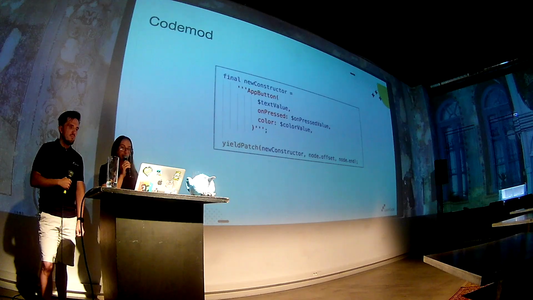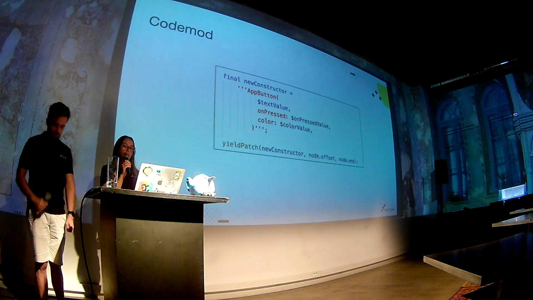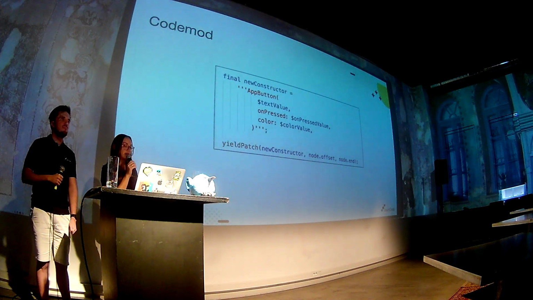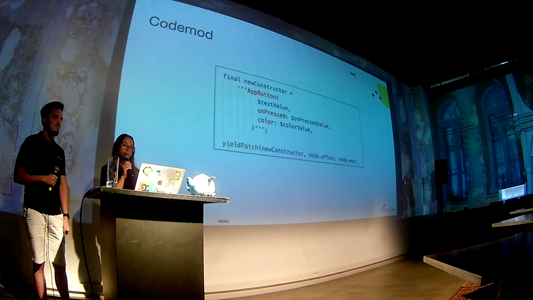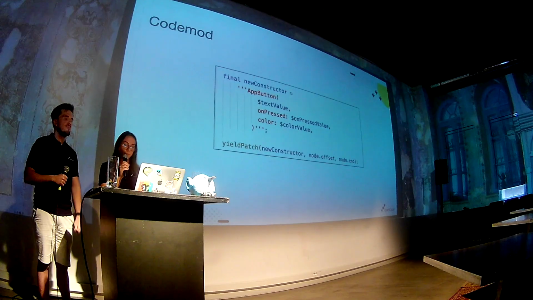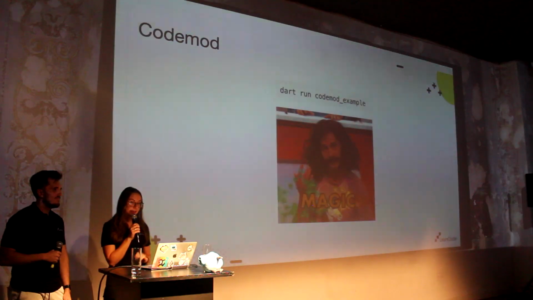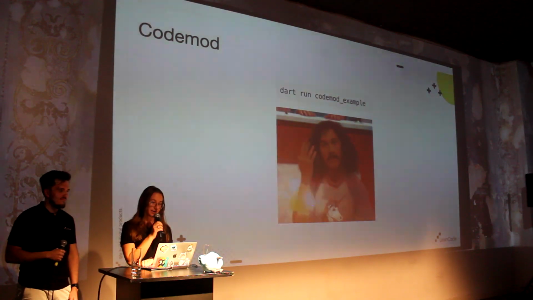So finally, we put everything together into the new UpButton syntax with all the extracted arguments. And at the end, we just yield a patch at the location that was originally from the ElevatedButton, so we're just replacing the code. So now let's run the codemod command and see the magic.